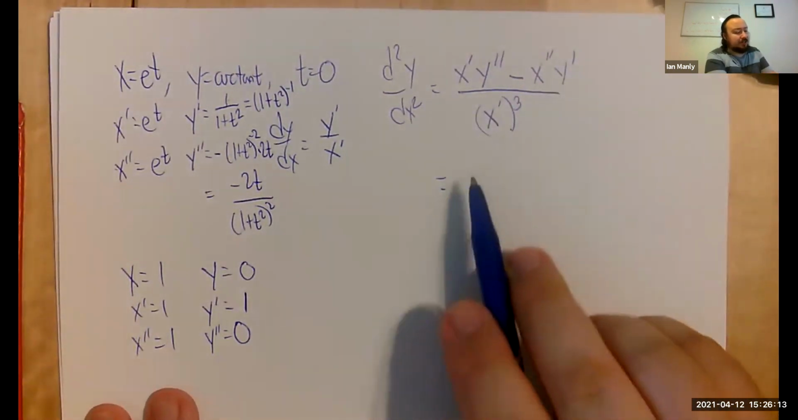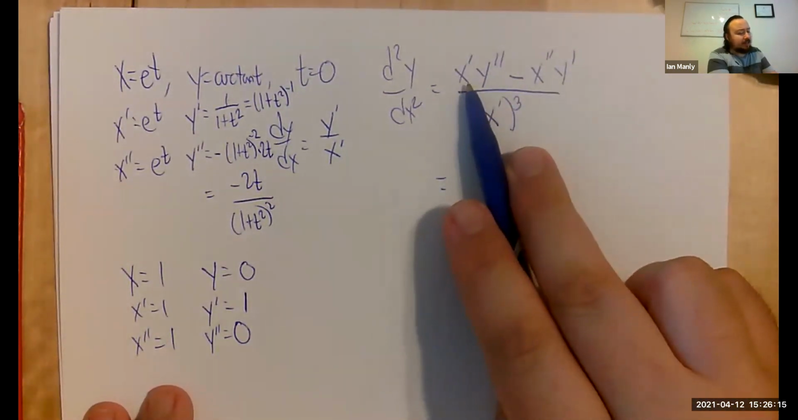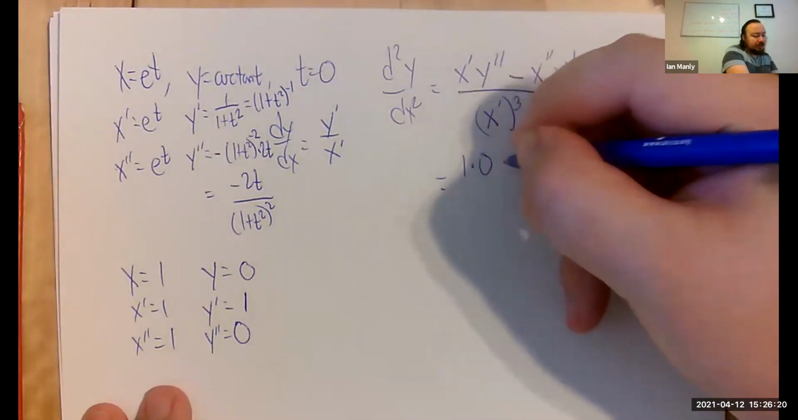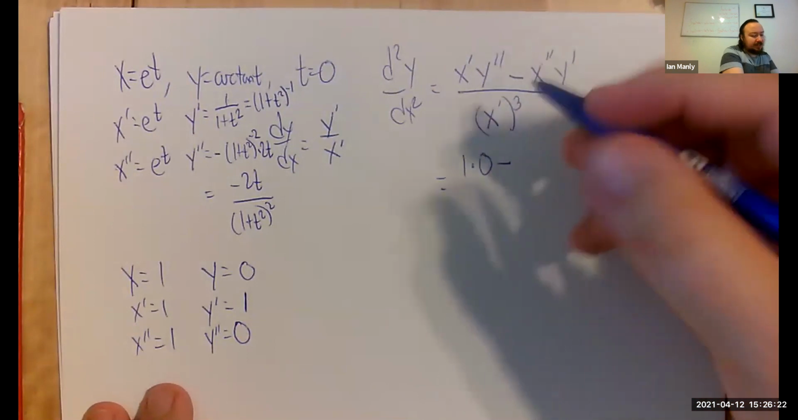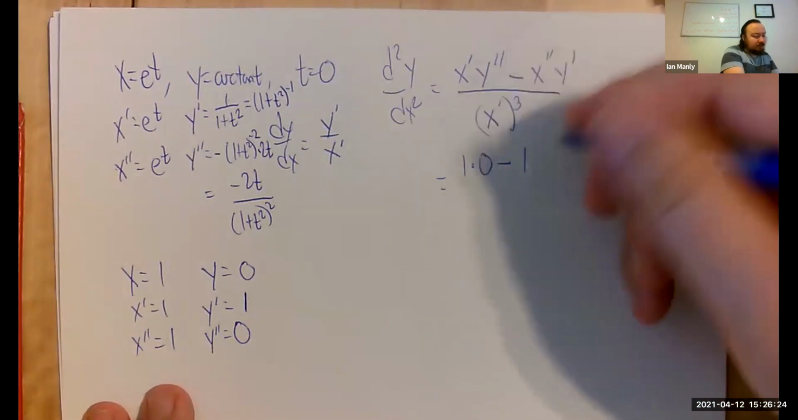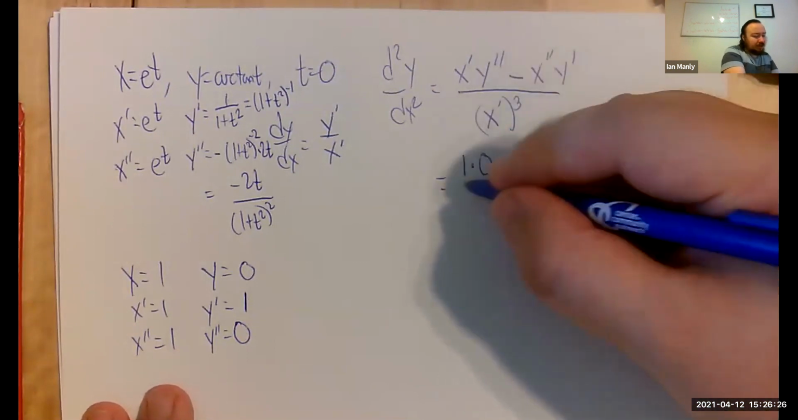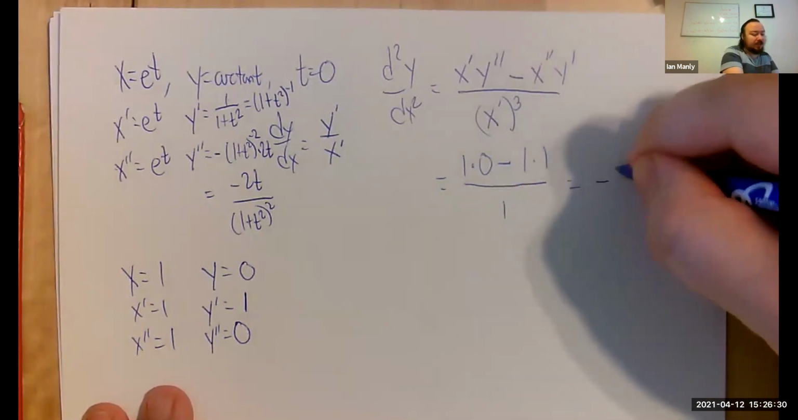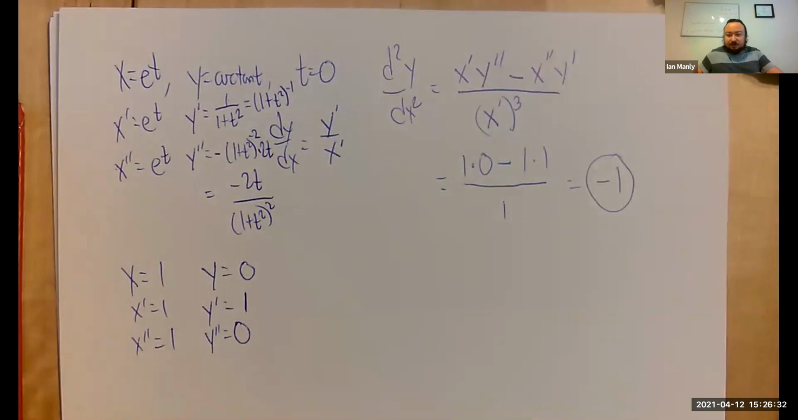All right, so what does that give us for our second derivative? Well, anything with an x will be a 1. So we have 1 times y double prime, which is 0, minus x double prime, which is 1, times y prime, which is 1, over x prime cubed, which is 1. And all in all, we end up with negative 1 for this right here. All right, so this is going to be our second derivative.